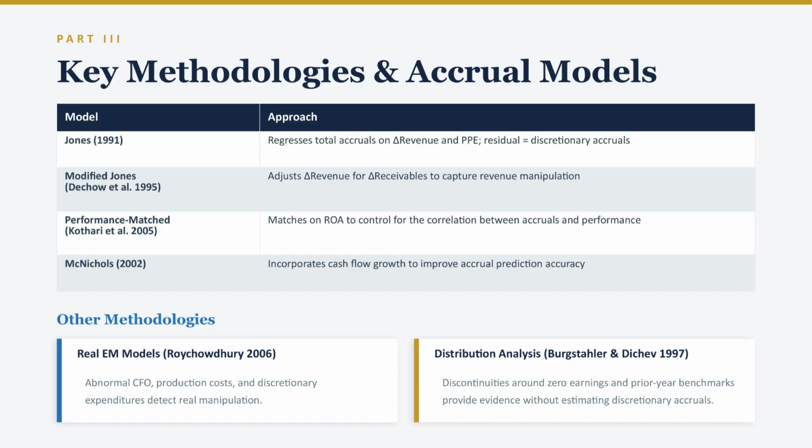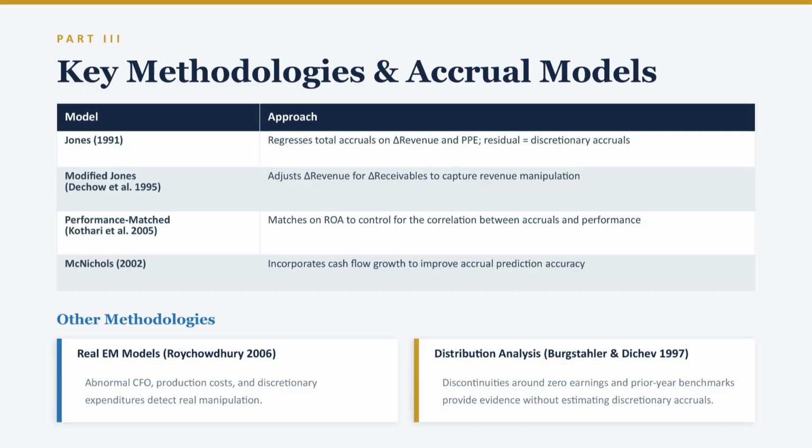Key methodologies: accrual models. The dominant approach to measuring accrual-based earnings management involves estimating discretionary accruals as the residual from an accrual expectation model. Real earnings management. Following Roychowdhury, 2006, researchers model abnormal levels of cash flows from operations, production costs, and discretionary expenditures to detect real earnings management. This approach recognizes that managers may prefer real manipulation when accrual-based methods face greater scrutiny, e.g.